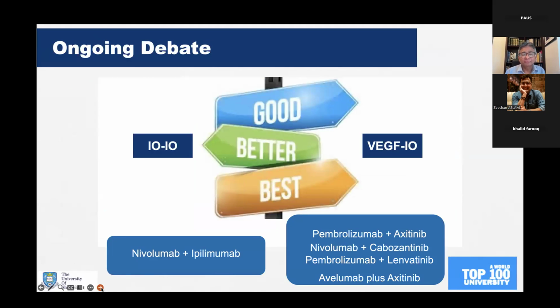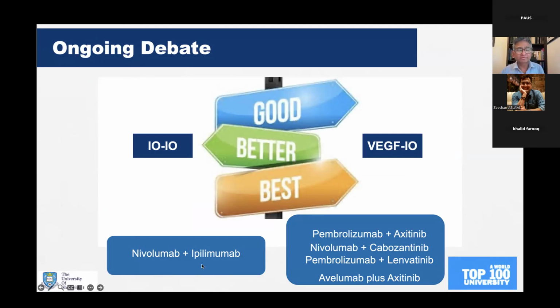Where we are moving to, I think one of the key debates which we really need to talk about is IO, the use of an immune checkpoint inhibitor plus an immune checkpoint inhibitor like Nivo-Ipi, or you use VEGF plus IO. And then pembrolizumab, axitinib, Nivo, cabozantinib, pembrolizumab, lenvatinib, avelumab plus axitinib, multiple different combinations you have. What are the pros and cons?